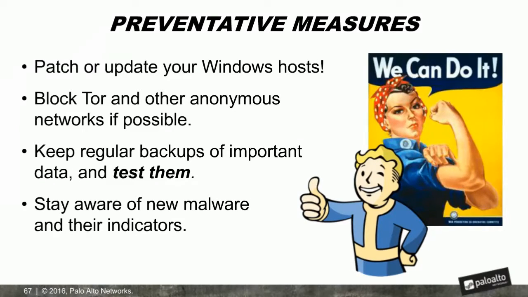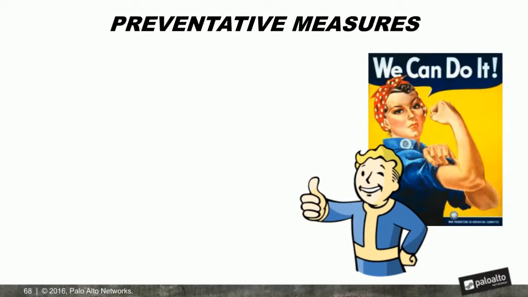You can also block Tor or other anonymous networks if possible. You need to keep regular backups of important data and test them. Most importantly, you need to test them. You can keep regular backups of data, but if you don't test them and make sure that you're able to recover them in a timely manner, they're not as worth it to you. They're not as effective a solution against ransomware and exploit kits. And you should also stay aware of new malware, new types of ransomware that are out there, and certain indicators of that ransomware.